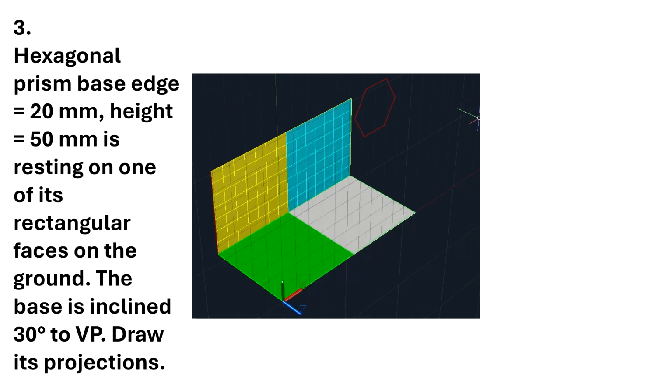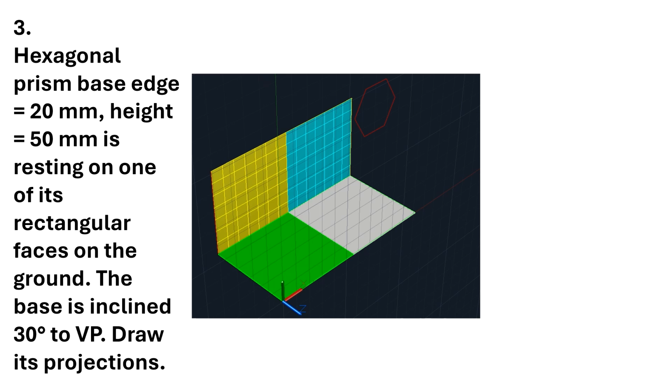Third question, hexagonal prism, base edge 20 mm, height 50 mm is resting on one of its rectangular faces on the ground. The base is inclined 30 degrees to VP. Draw its projections. So first I need to locate the solid between the planes of projection. This is the vertical plane, this is the horizontal plane. I need to solve this problem in two stages. First I need to keep the solid in the simple position, then I need to keep the solid in the inclined position.